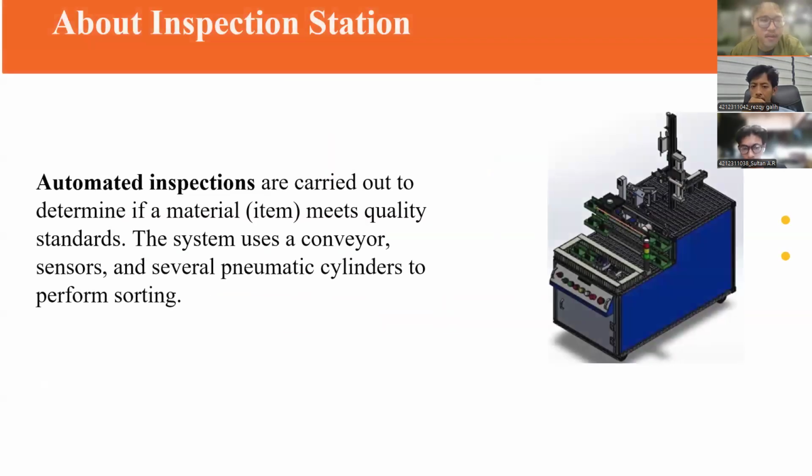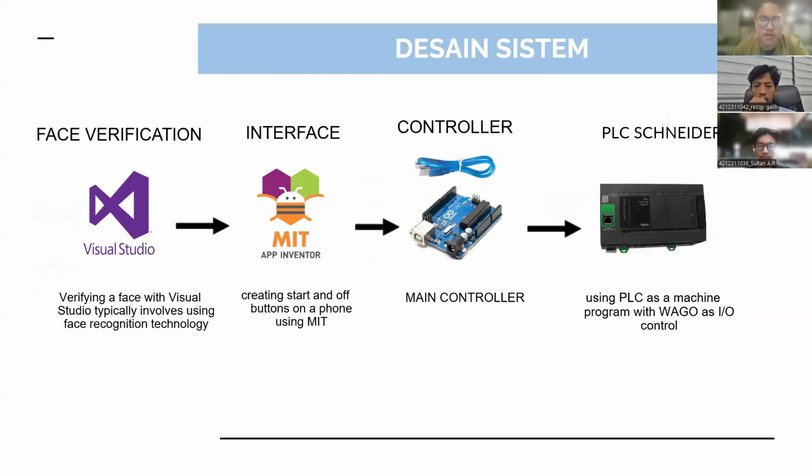And about the inspection station, automated inspections are carried out to determine if a material or item meets quality standards. The system uses a conveyor, sensor, and several pneumatic cylinders to perform sorting. Okay, next for Sultan to present.